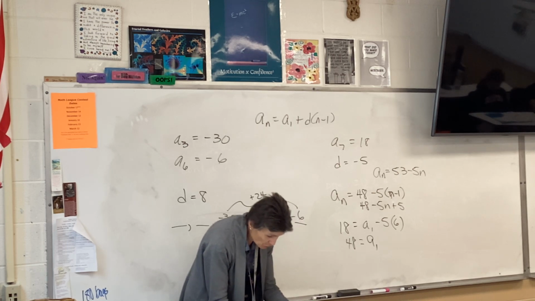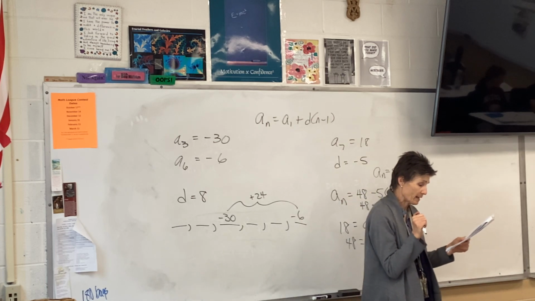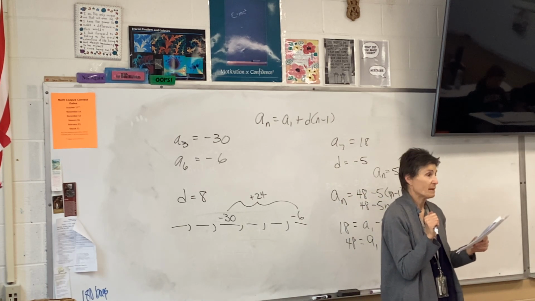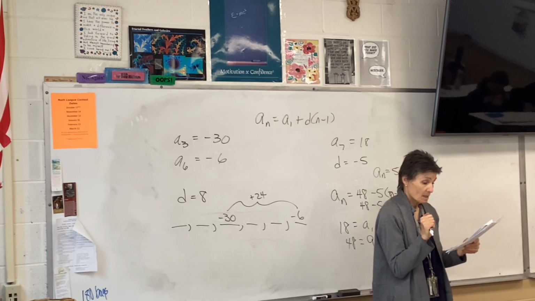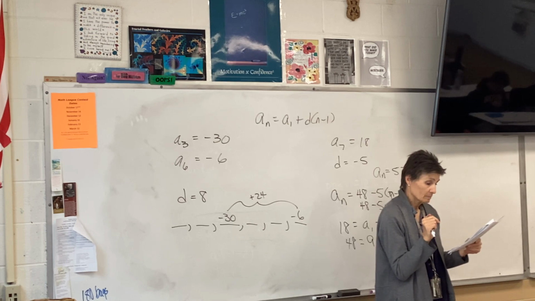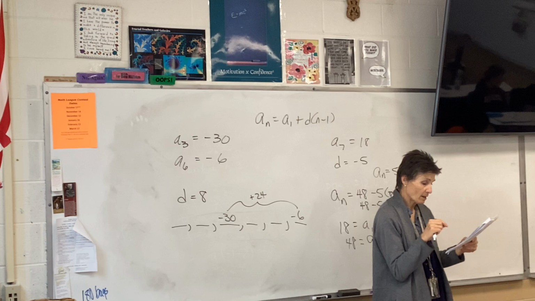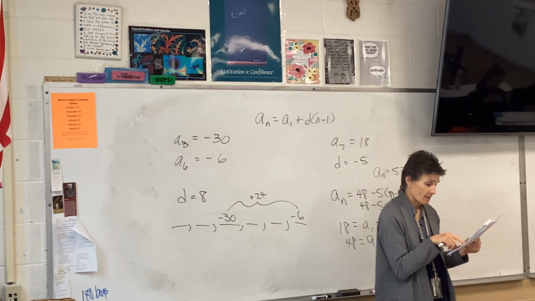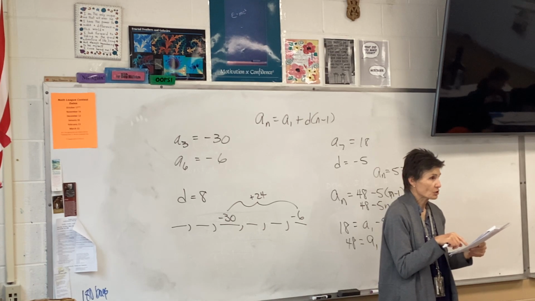Next, the graph is shown. Is it arithmetic? Number 3, is this arithmetic? Yes, because it's linear. The slope of that is what? Oh, be careful, they changed the scale. So we're actually going up 4 and over 1. So the slope is 4.